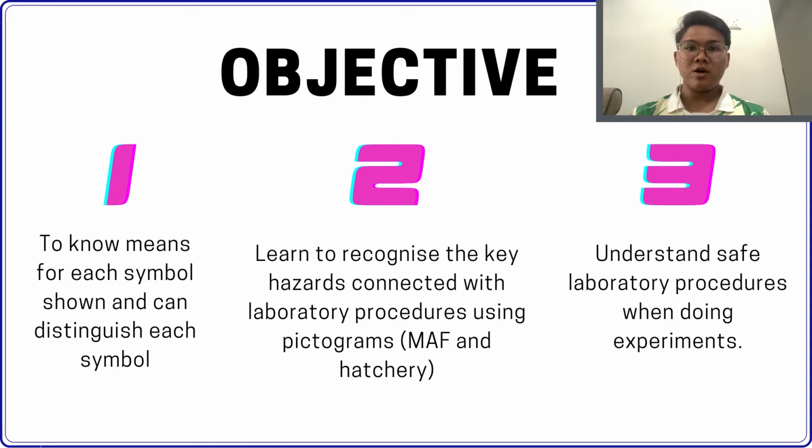Next, for the objectives part, the first is to know the meaning of each symbol shown and to distinguish each symbol. Second, learn to recognize the key hazards connected with laboratory procedures using pictograms at MAF and hatchery. And the last is to understand safe laboratory procedures when doing experiments.